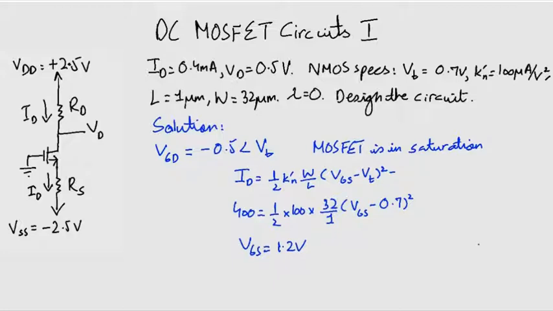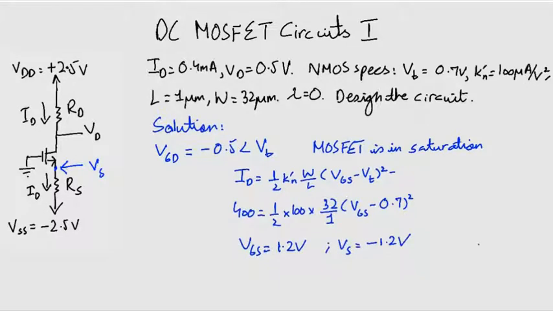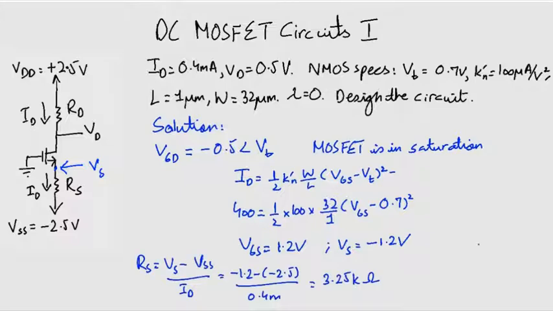Now notice that the gate is at ground potential. Thus, from the value of VGS we just calculated, we can conclude that the source must be at minus 1.2 volts. And using that, we can find the required value of RS. This comes out to be 3.25 kilo ohms.